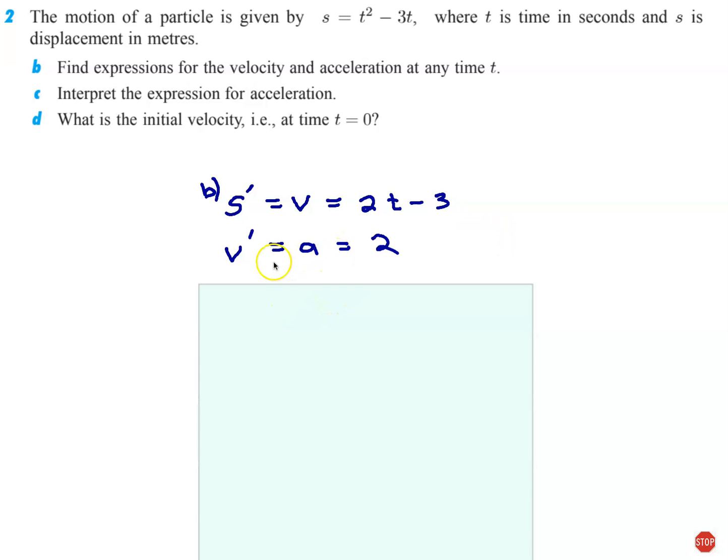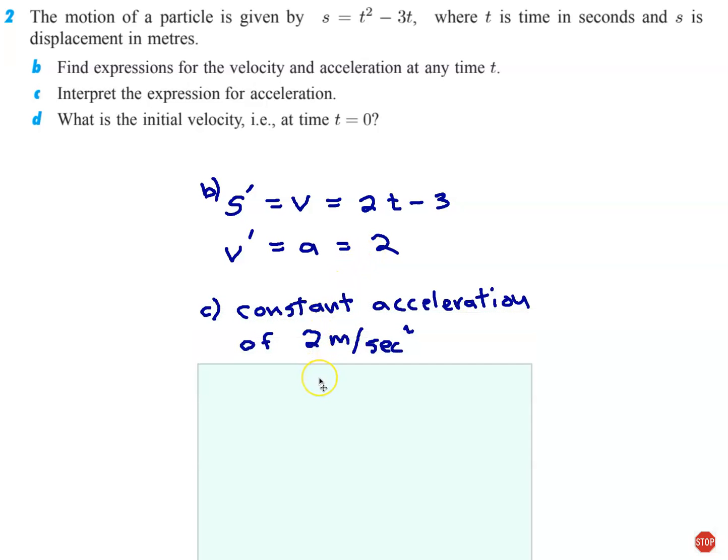In this case, the acceleration doesn't depend upon the time, so we can think of that as being just a constant acceleration of 2 meters per second squared. So if acceleration is just a number, it means the acceleration is constant.